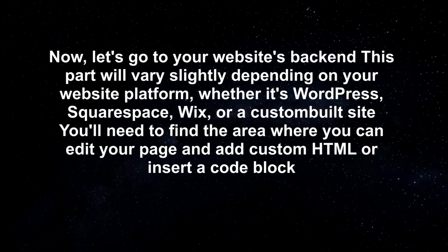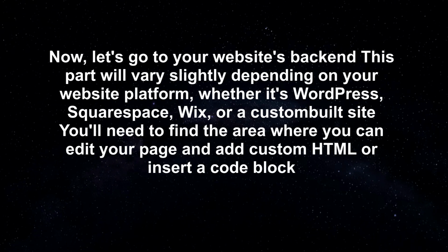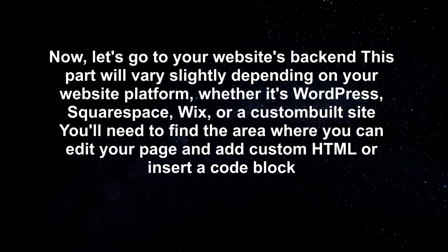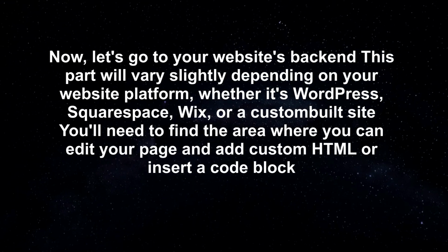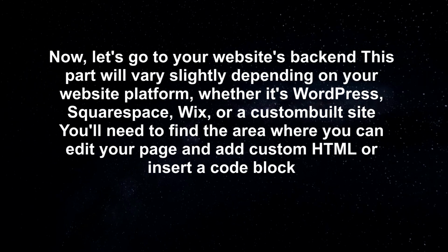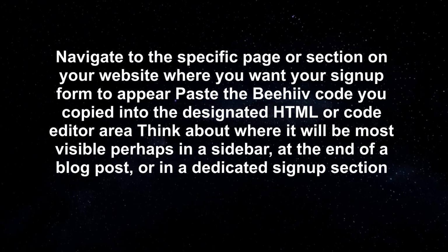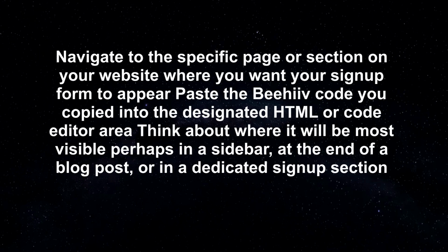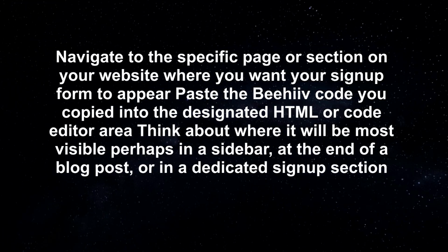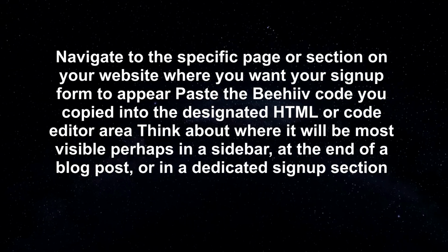Now, let's go to your website's back end. This part will vary slightly depending on your website platform. Whether it's WordPress, Squarespace, Wix, or a custom-built site, you'll need to find the area where you can edit your page and add custom HTML or insert a code block. Navigate to the specific page or section on your website where you want your sign-up form to appear. Paste the Beehiiv code you copied into the designated HTML or code editor area.